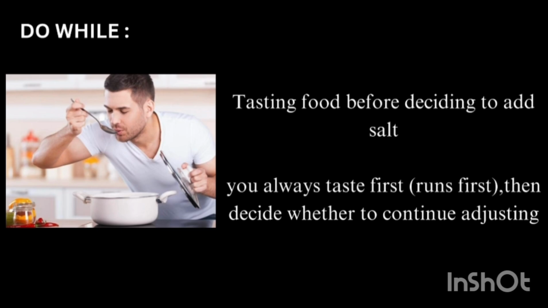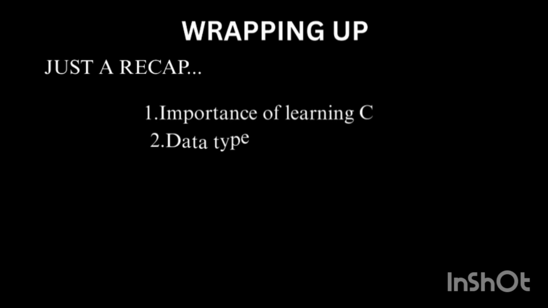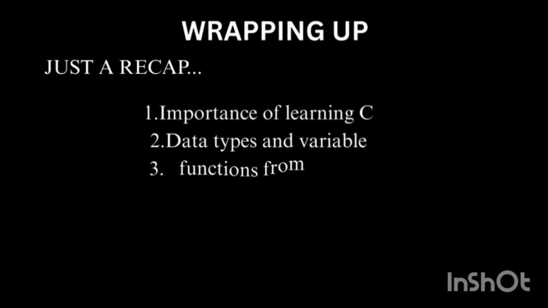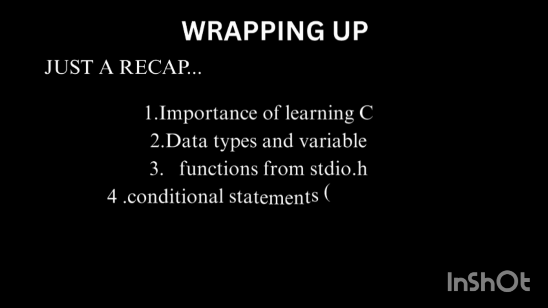The last type is the do while loop. A do while loop is similar to a while loop, but it runs the task at least once and then checks the condition. A great example is tasting food before deciding to add salt. You taste the food once, then decide whether to add salt or not. If it's still bland, you taste again after adding salt. This is a do while. Run once, then decide whether to repeat.